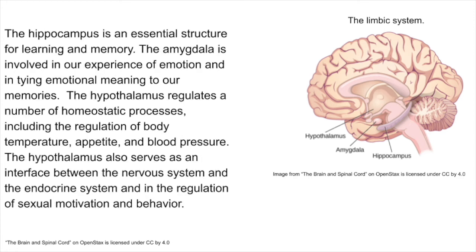The hippocampus is an essential structure for learning and memory. The amygdala is involved in our experience of emotion and in tying emotional meaning to our memories. The hypothalamus regulates a number of homeostatic processes, including the regulation of body temperature, appetite, and blood pressure. The hypothalamus also serves as an interface between the nervous system and the endocrine system, and in the regulation of sexual motivation and behavior.